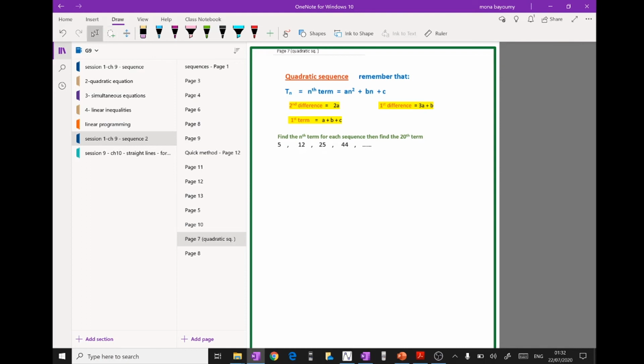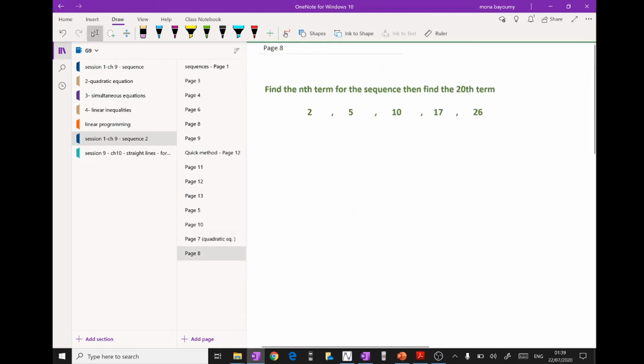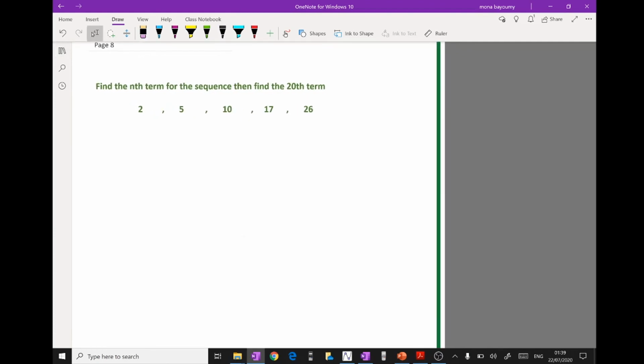So, let me understand this from an example. Here we have 2, 5, 10, 17, and 26. First of all, I have to find the first difference. 5 minus 2, it will be 3. 10 minus 5, it's going to be 5. 17 minus 10, it will be 7. 26 minus 17, it's going to be 9. The first difference is not common. This means the sequence is not a linear sequence.